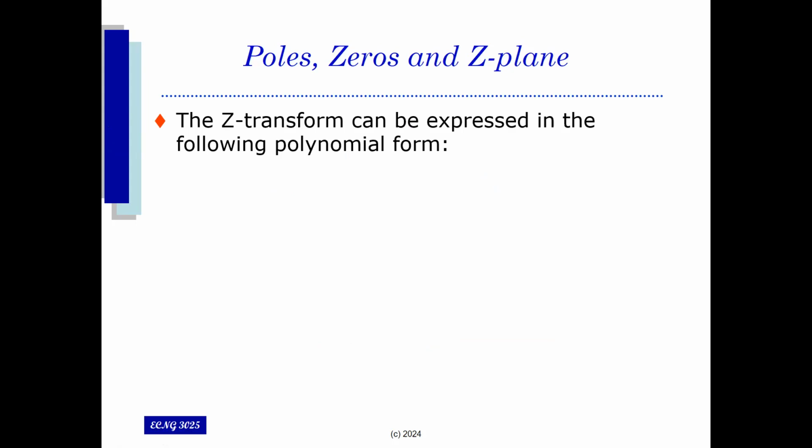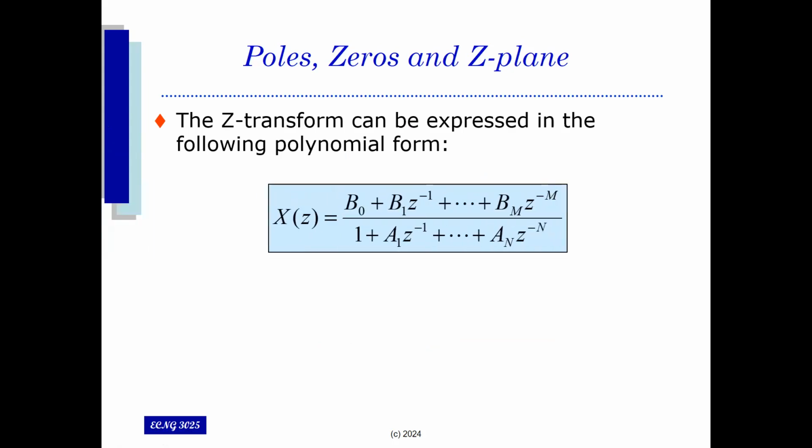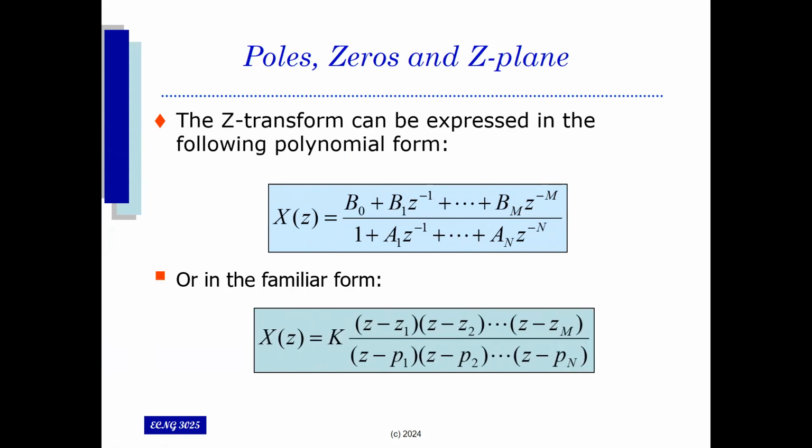So the Z transform now, we could express it as a ratio of polynomials in Z, just like in the Laplace domain, you could express it as a ratio of polynomials in S. So you could also, of course, factorize the polynomials. You could have them in this form, or you could factorize them and have them in terms of the poles and the zeros, just like we could do in the continuous time domain.